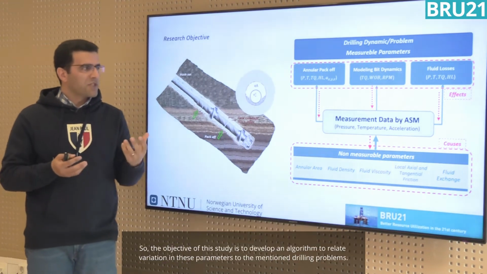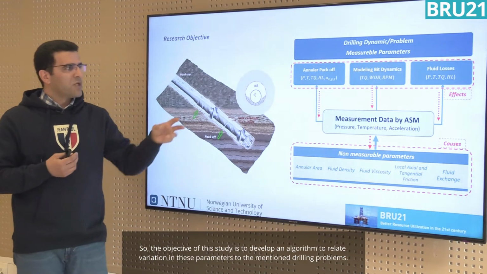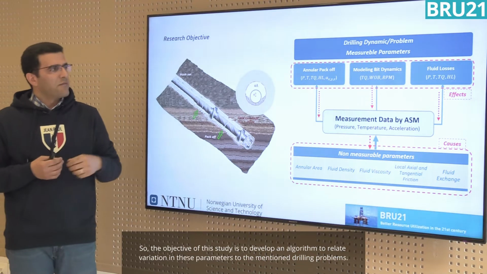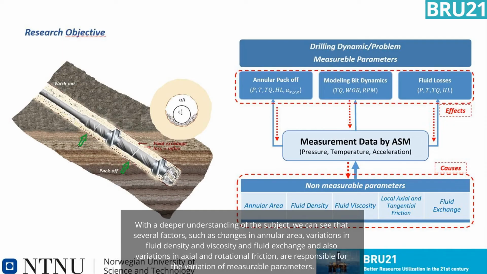So the main objective of this study is to develop an algorithm to relate the variation in these parameters to the mentioned drilling problems. With a deeper understanding of the subject, we can see that several factors such as changes in the annular area, variation in fluid density and viscosity, fluid exchange, and variation in the axial and rotational friction are responsible for the variation of the measurable parameters.